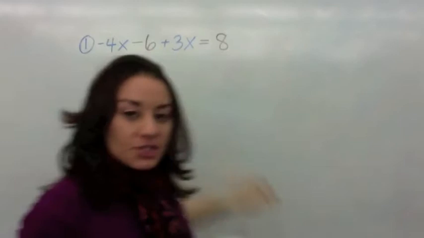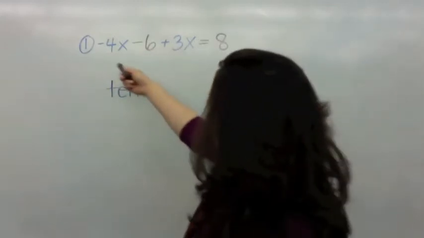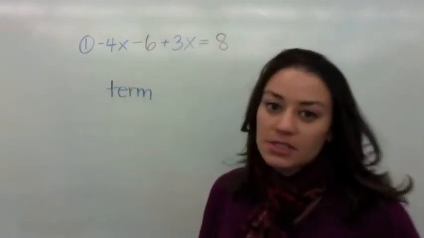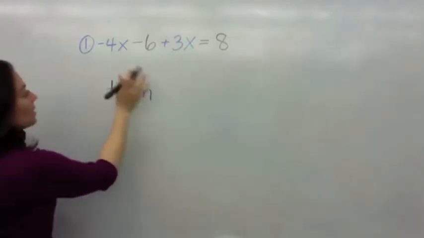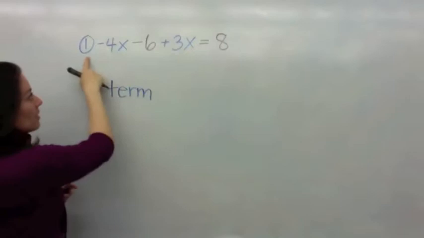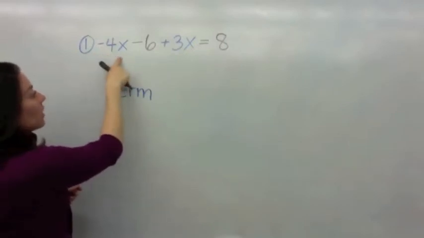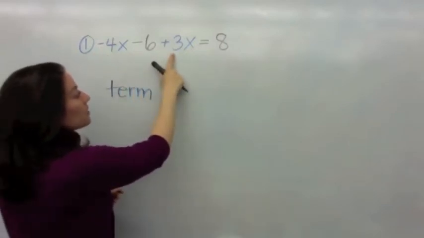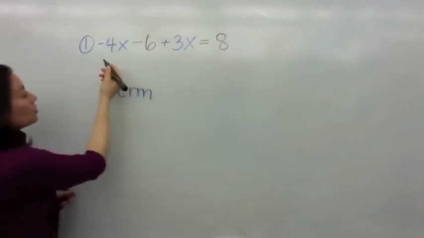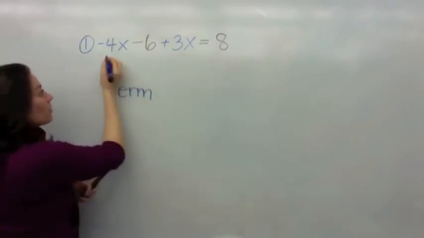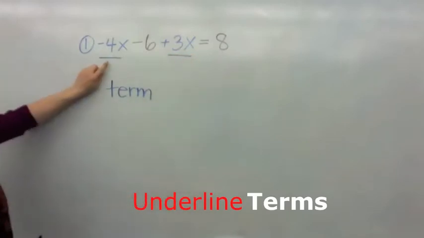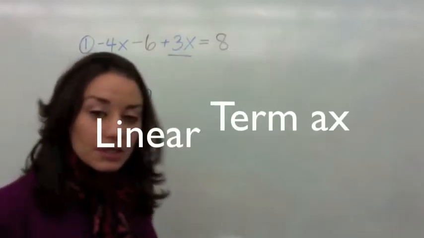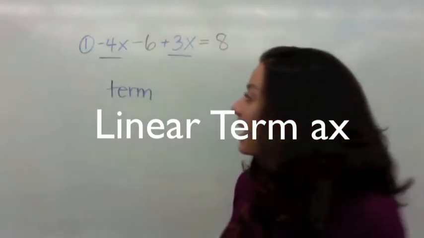So let's talk about the blue terms that you see, okay? And let's underline them. So this equation reads, read it with me. This is number 1 on your sheet. It says negative 4x minus 6 plus 3x equals 8. Well, I want you to go ahead and underline the blue terms, okay? So these terms are called linear terms. A linear term has an x attached to it.